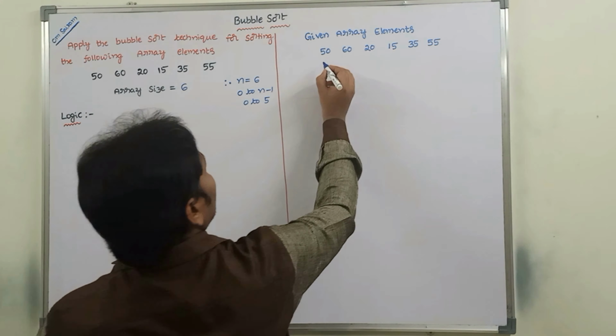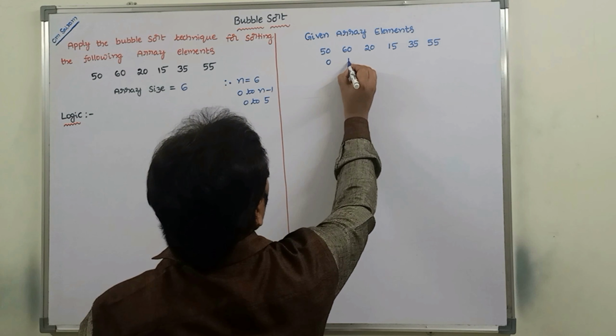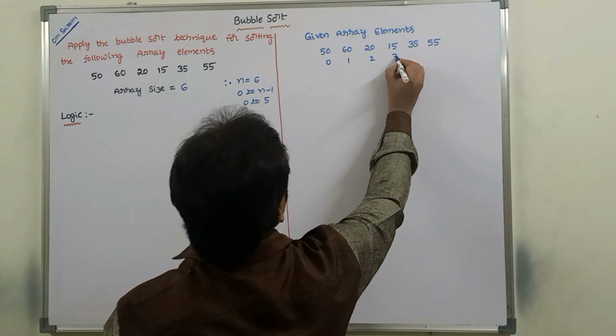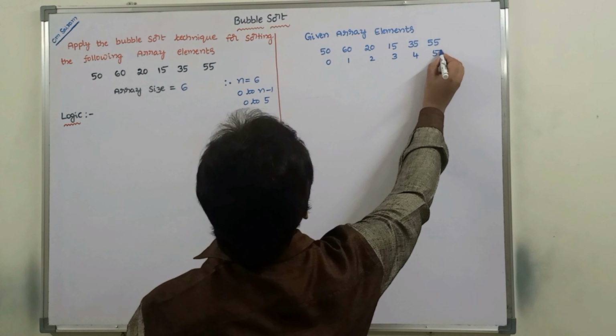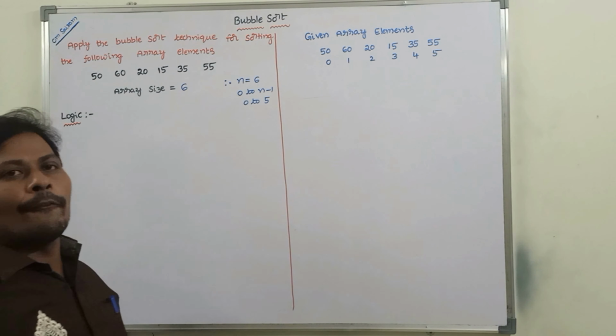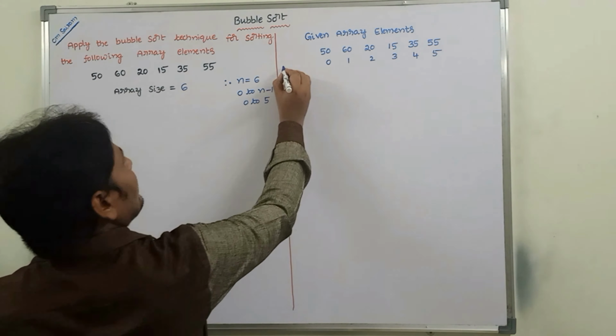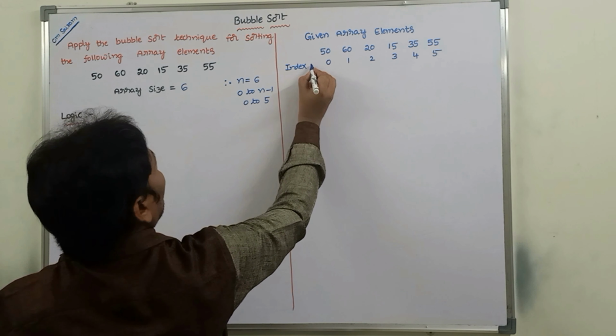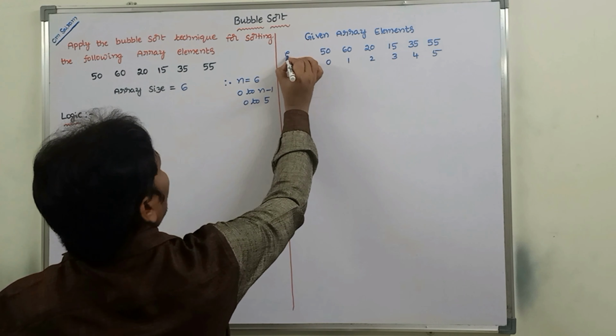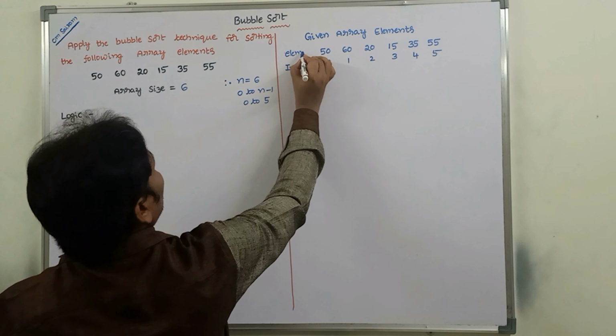So this is index 0, index 1, 2, 3, 4, 5. So 0 to 5. These are the indexes, and these are the array element values.